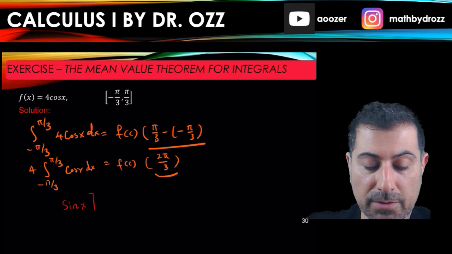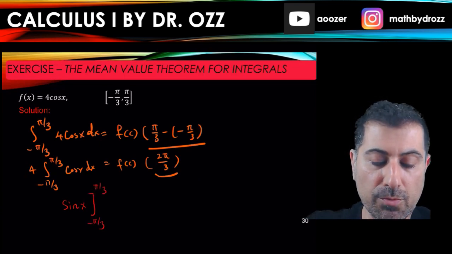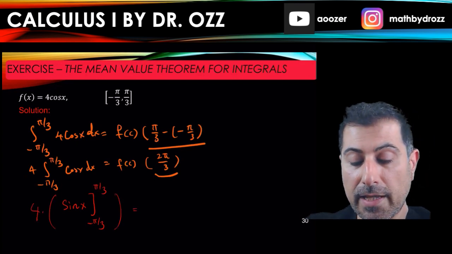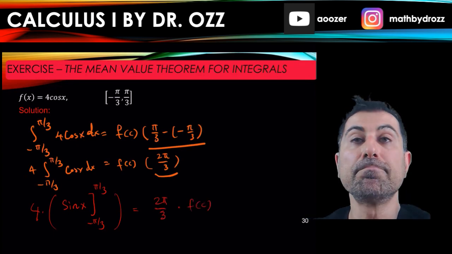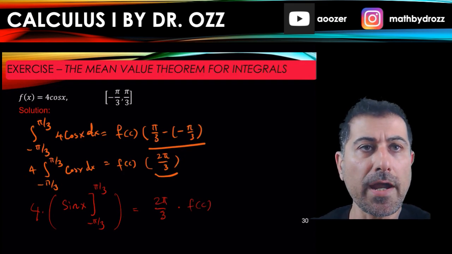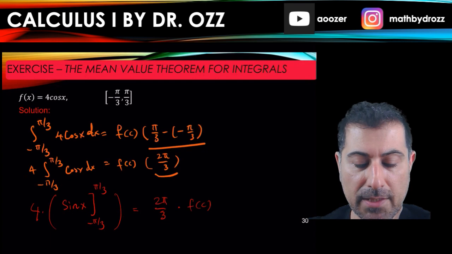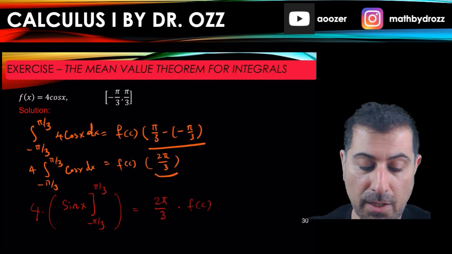I'm going to use the bracket notation here, from minus pi over 3 to pi over 3. I still have 4 as a factor here, and on the right, I have 2 pi over 3 times f of c. All right, so sine x evaluated at pi over 3 minus sine x evaluated at negative pi over 3 is the result of the left-hand side.